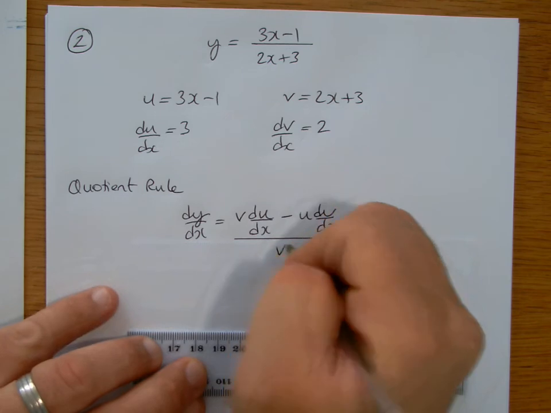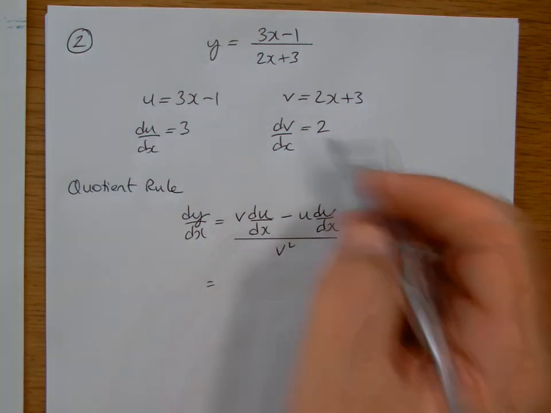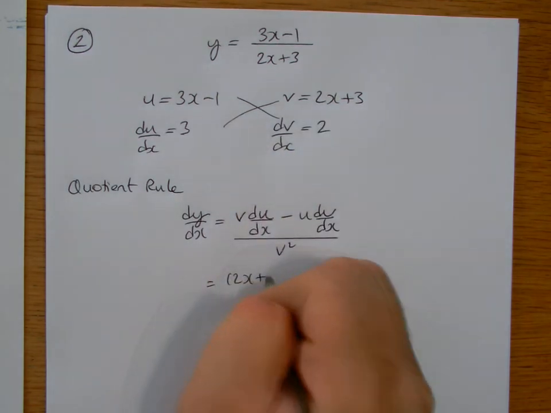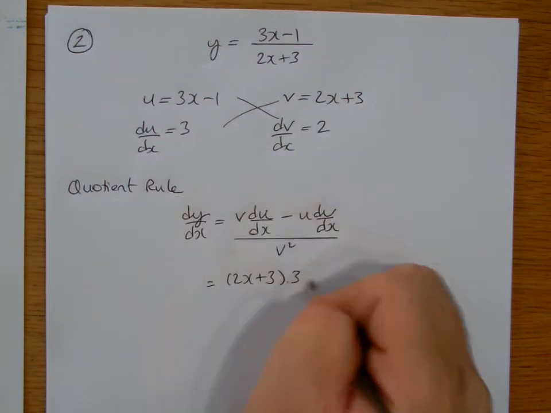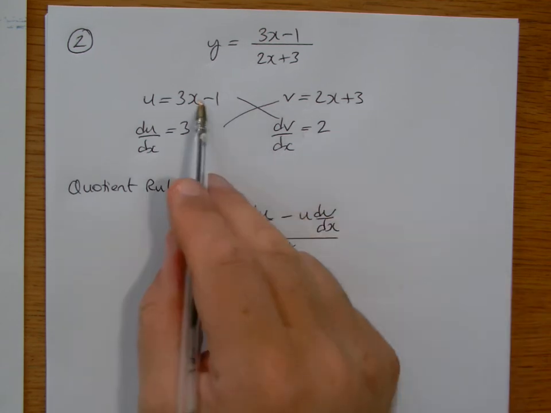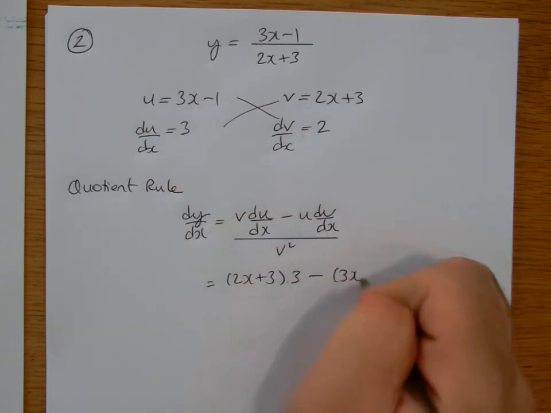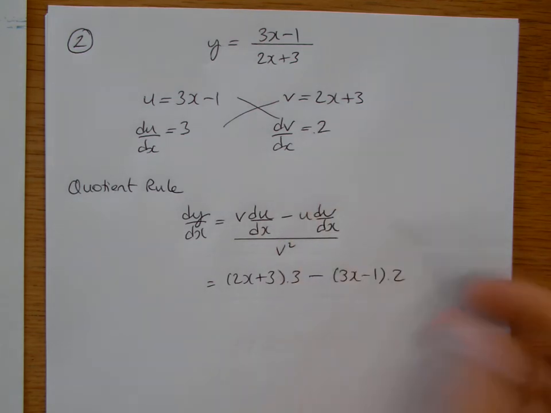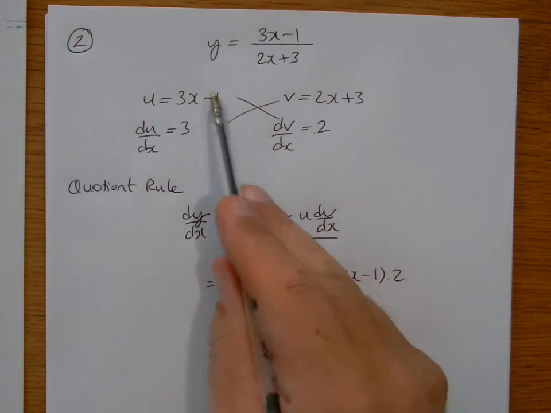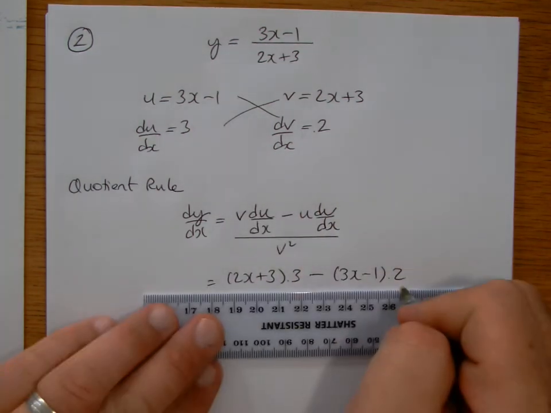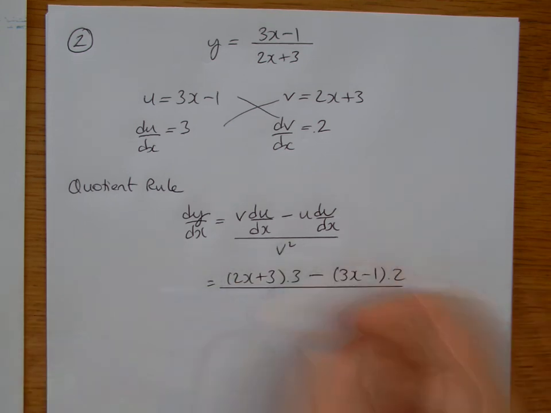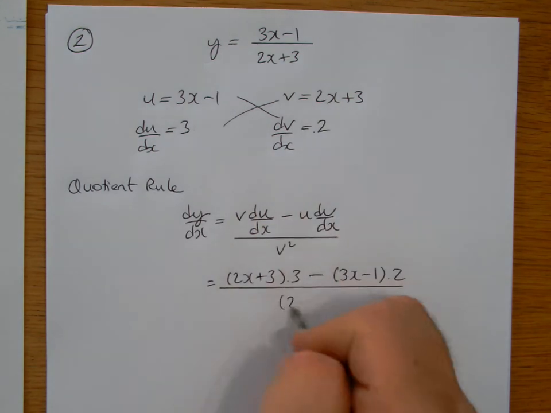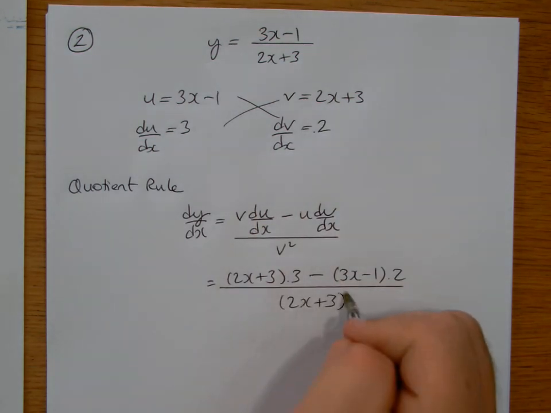all over v squared. So remember the sort of cross thing, so we've got v, which is 2x plus 3, times du/dx, which is 3. Take away then the u, which is 3x minus 1, times dv/dx, which is 2. So that times this, take away this times this. All over, you've got to keep putting the divide in and putting the v squared in. So the v is at the top right here, so 2x plus 3, bracket it, and then square it.